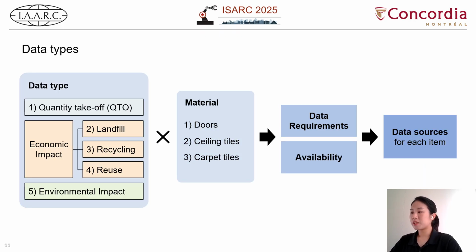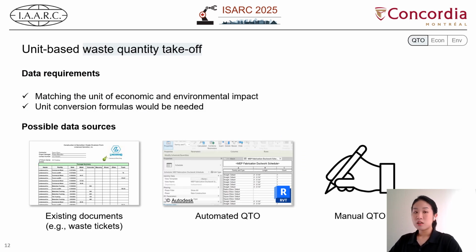Data sources should be defined based on data requirements and availability of each of the three materials for 5 different data types, including quantity, economic impact of landfilling, recycling, and reuse, as well as environmental impact. Starting with waste quantity, unit-based quantity takeoff is conducted. Matching the unit of the waste with the following analysis is the most critical requirement. Converting the unit might be inevitable.